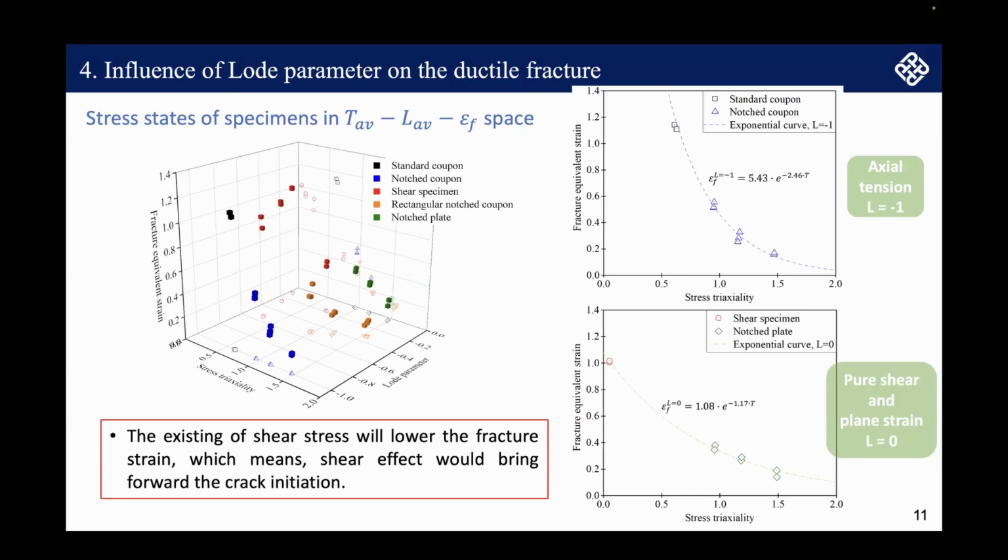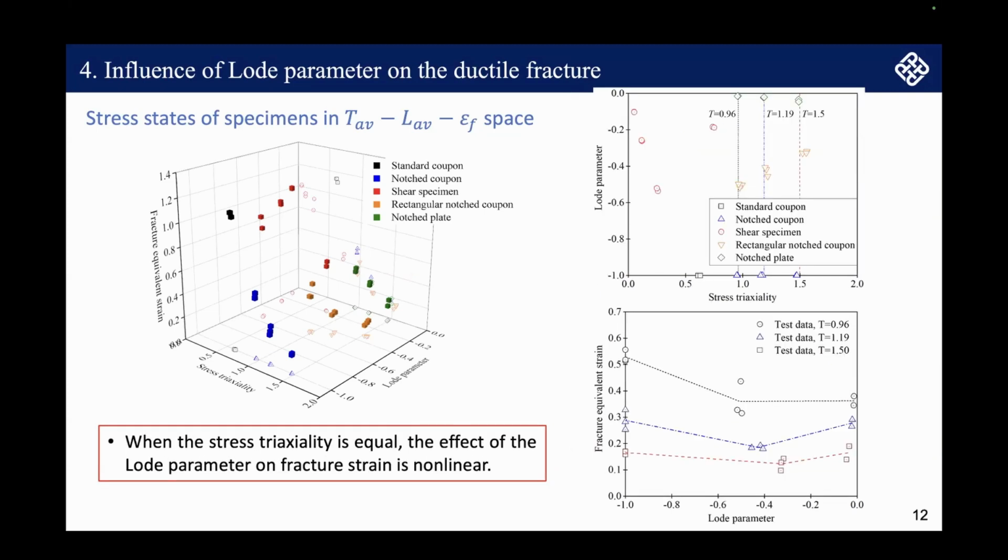But how about the influence of the Lode parameter? What happens when the Lode parameter changes? Here, I draw the test data from the axial tension condition, L equals -1, and the pure shear and plane strain condition, L equals 0. You can see the yellow line is much lower than the blue line. That means the existence of shear stress will lower the fracture strain. That is, the shear effect would bring forward the crack initiation.